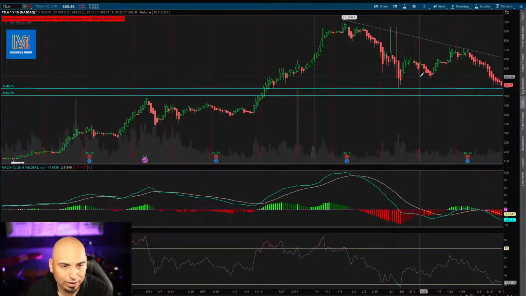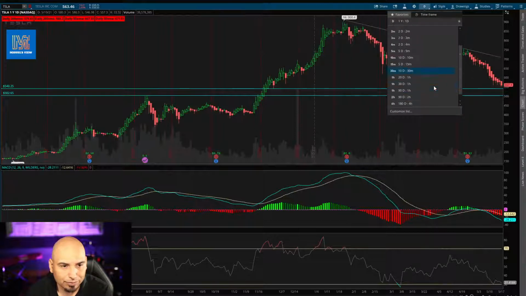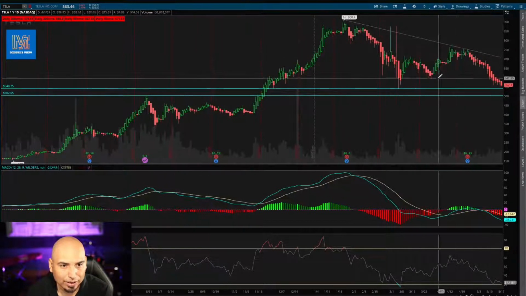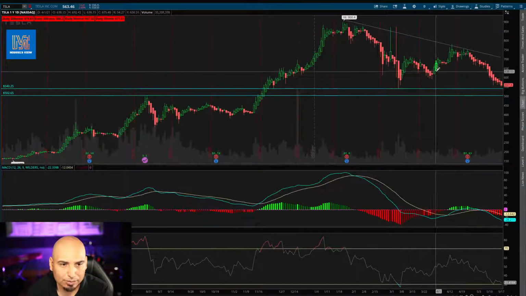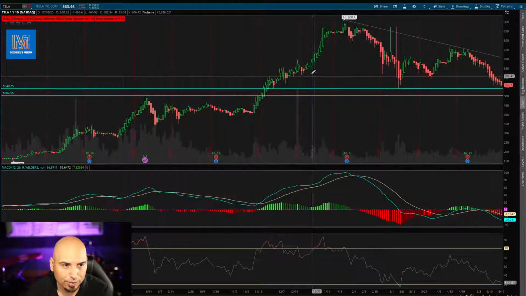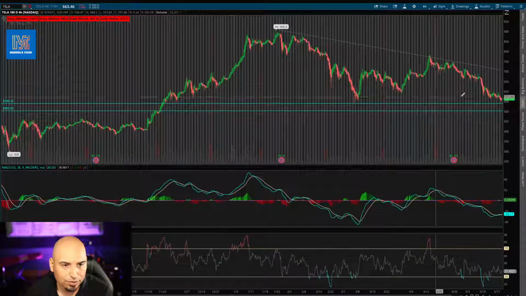Let's see if we can get a green candle here soon on the daily. Once we get a green candle, you can see the momentum usually keeps going to the upside. But we need to see that first green candle. Let's go to the 4-hour.